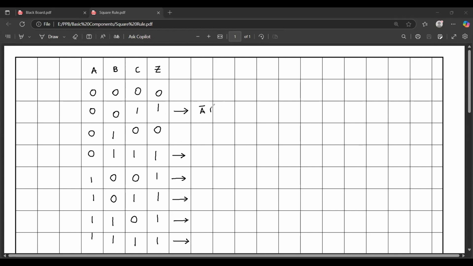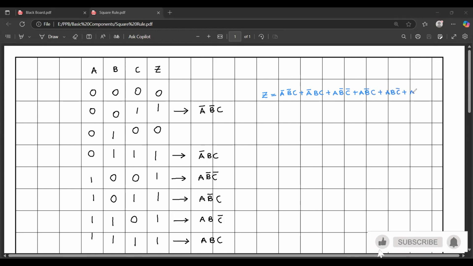Let's just write them together. A bar, B bar, C. And this one is A bar, B, C. And this one is A, B bar, C bar. Next one is A, B bar, C. Then we have A, B, C bar. And then we have A, B, C. So Z can be given as A bar B bar C plus A bar B C plus A B bar C bar plus A B bar C plus A B C bar plus A B C. So this is what we have.